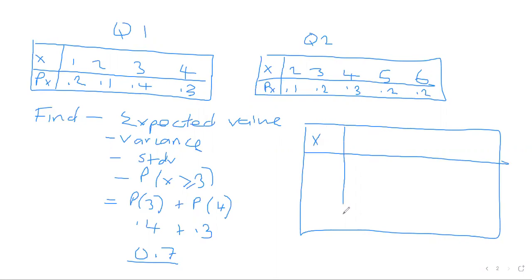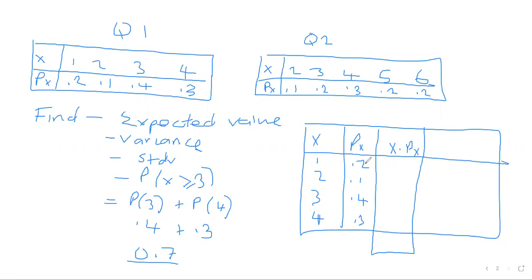So to calculate the expected value for the x values of 1, 2, 3, and 4, with the respective probabilities 0.2, 0.1, 0.4, and 0.3. Multiplying the probability and the values of x will give us our mean. So x times px: 1 times 0.2 is 0.2. 2 times 0.1 is 0.2. 3 times 0.4 is 1.2. And 4 times 0.3 is also 1.2. So when we add this, we're going to get 3.8.